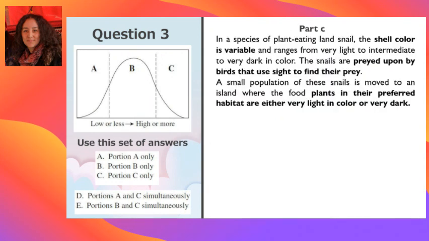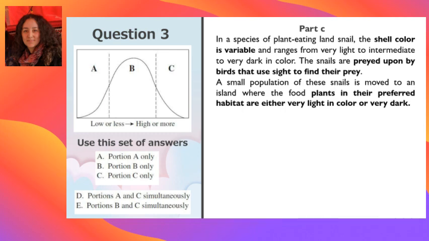Okay, so this is our last one here. In a species of plant-eating land snail, the shell color is variable and ranges from very light to intermediate to very dark in color. The snails are preyed upon by birds that use sight to find their prey. A small population of these snails is moved to an island where the food plants in their preferred habitat are either very light in color or very dark in color.